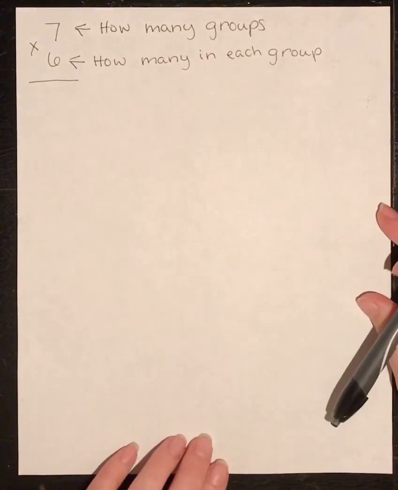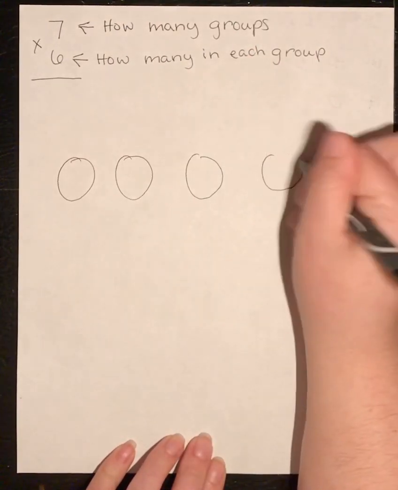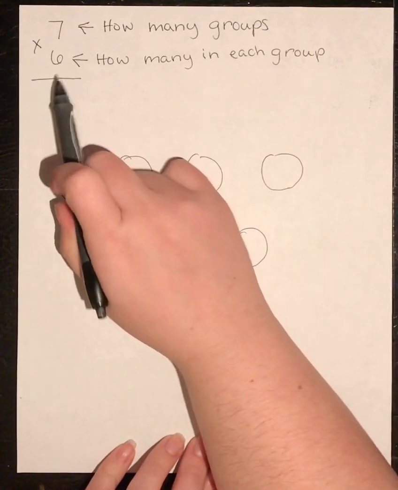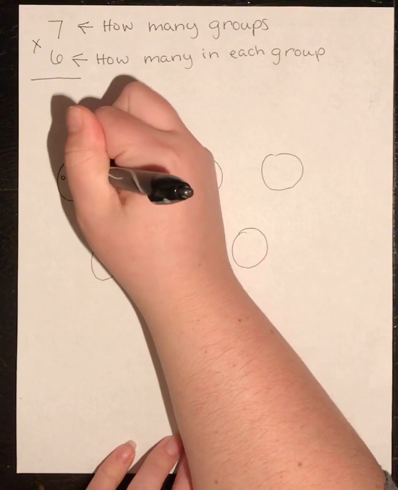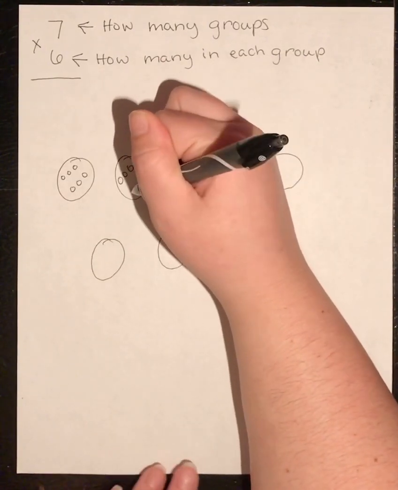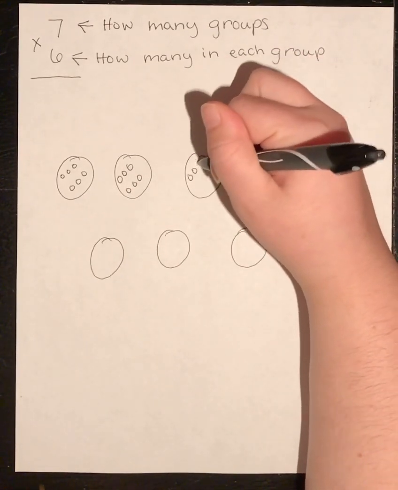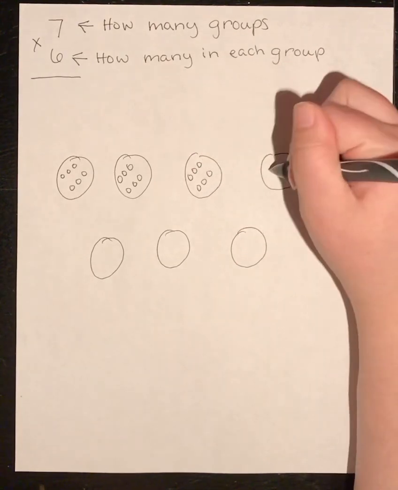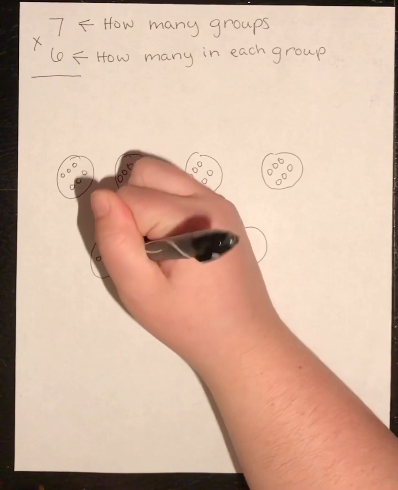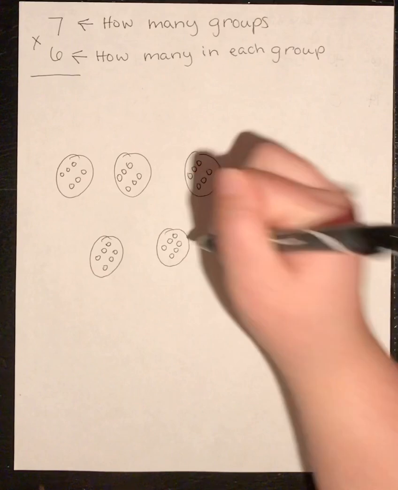So then you look at it and you go, okay, I'm going to draw 7 groups: 1, 2, 3, 4, 5, 6, 7. And I'm going to put 6 in each group. So we'll do 1, 2, 3, 4, 5, 6. Count it again, and again, and we're just going to keep going and going. It's a lot of 6s here.